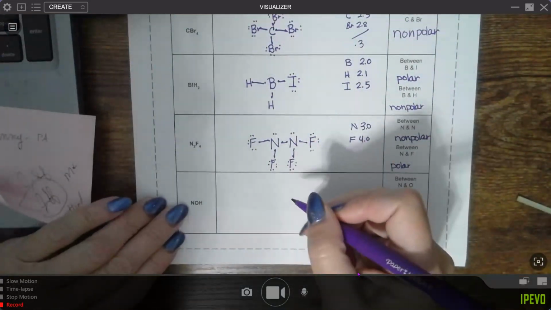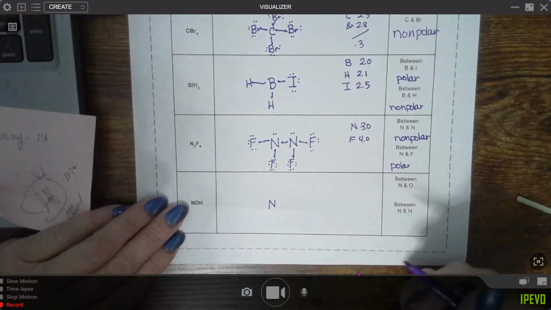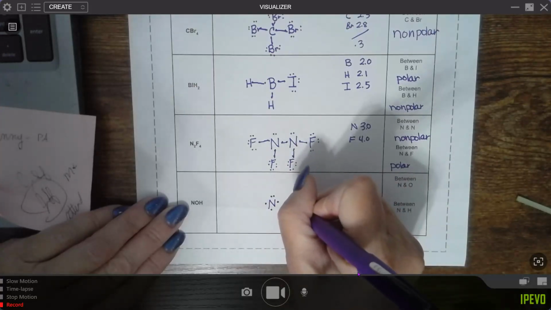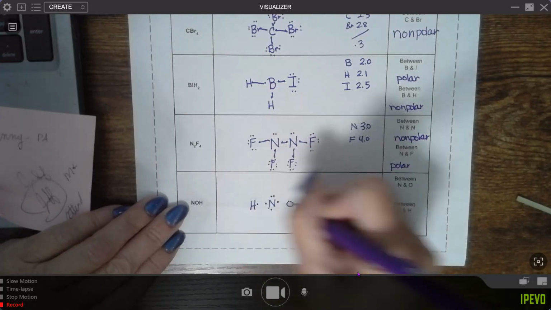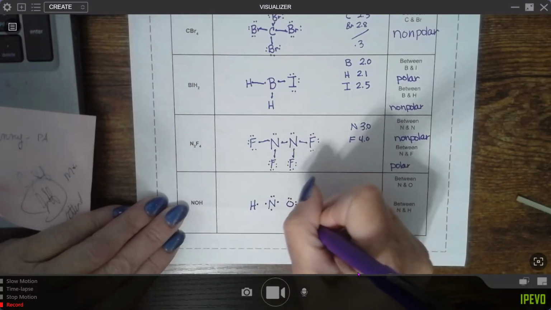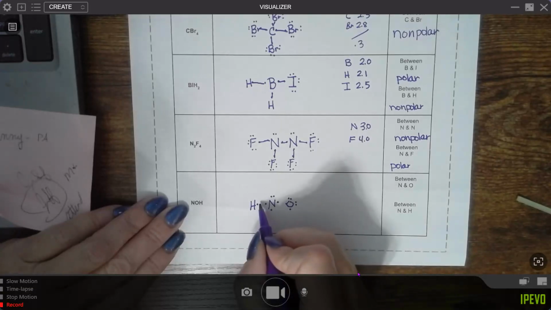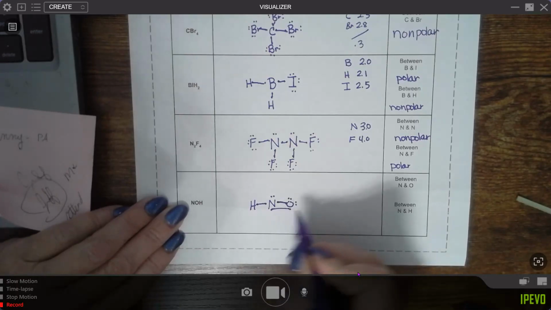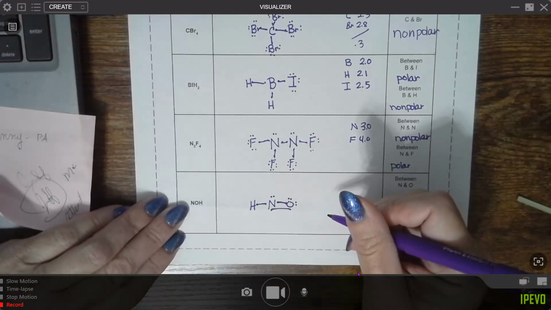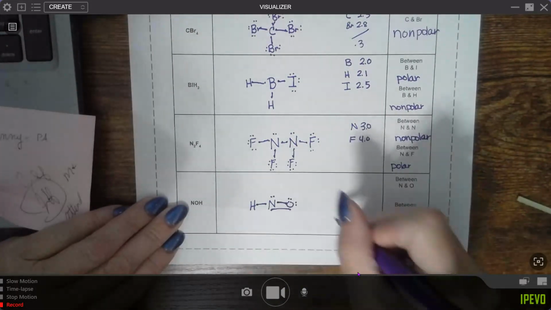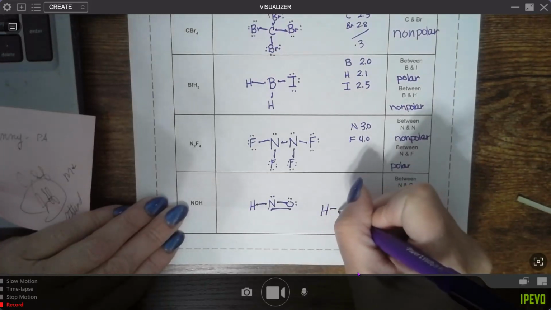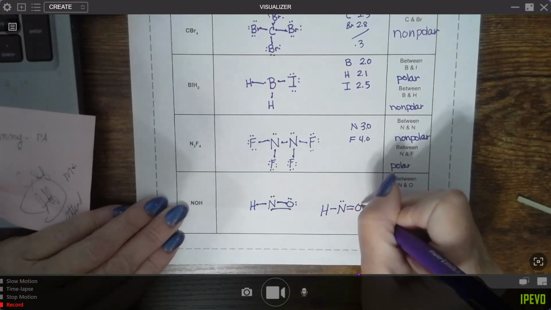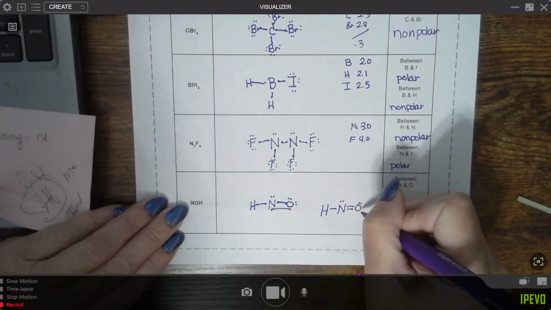So we've got nitrogen, oxygen, hydrogen. So nitrogen is going to be in the middle. And then I'm going to put an oxygen on one side, a hydrogen on the other. Hydrogen has 1 valence electron, oxygen has 6. So we've got 2 bonds that can be made. I'm going to write this a little bit neater. So hydrogen bonded to a nitrogen, and that's double bonded to an oxygen.